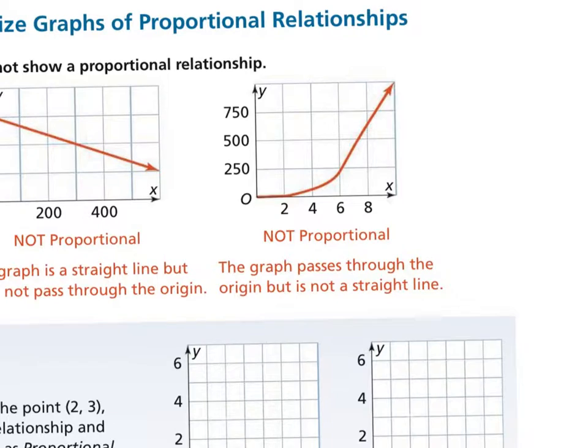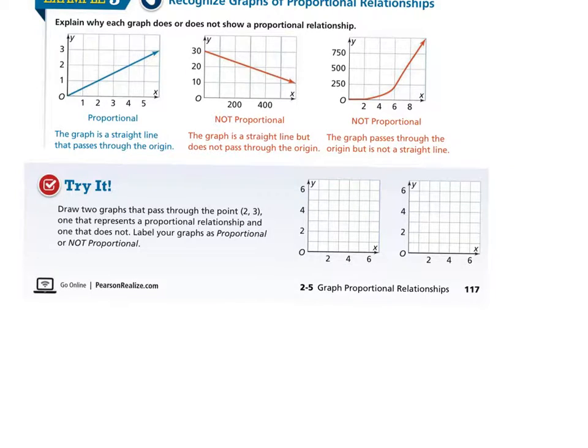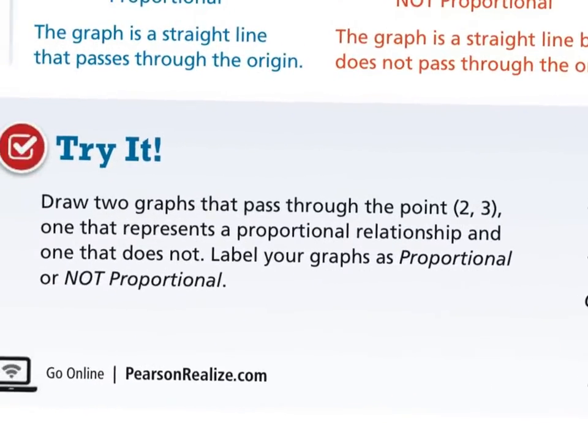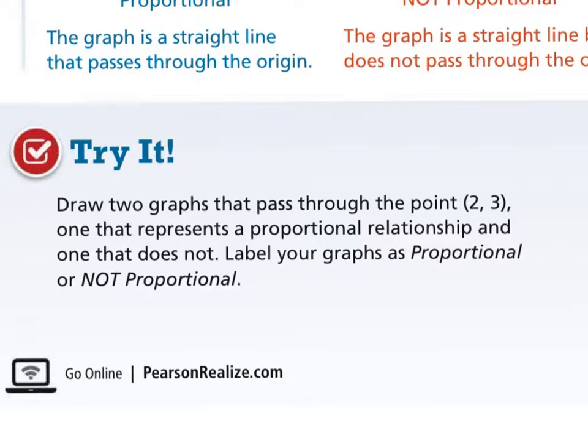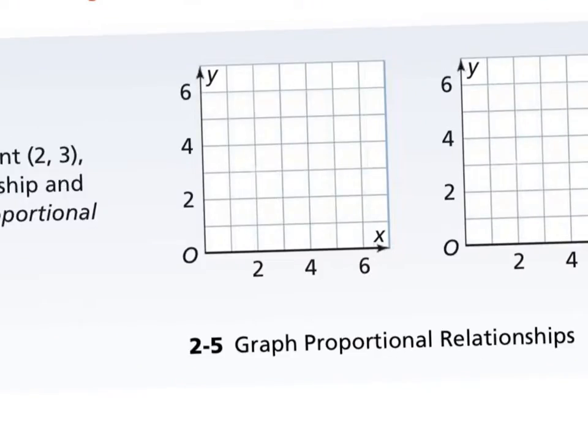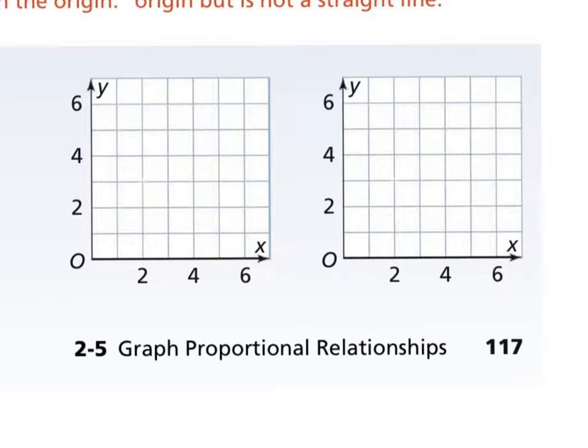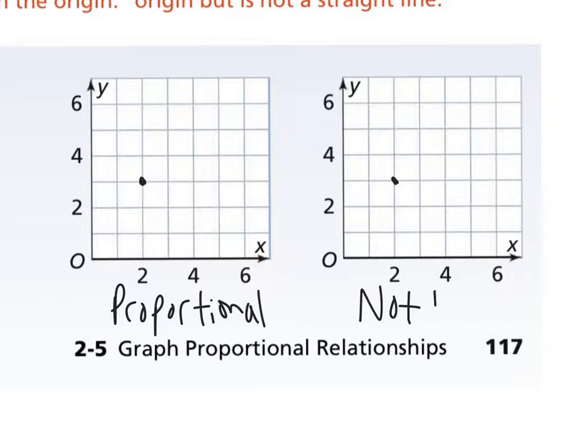All right, so on the try it says draw two graphs that pass through the point 2, 3, one that represents a proportional relationship and one that does not. Label your graphs as proportional or not proportional. Okay, so we know both of the graphs are going through the point 2, 3. So we could plot the point 2, 3 on both of these. One's going to be proportional, one's going to be not proportional.